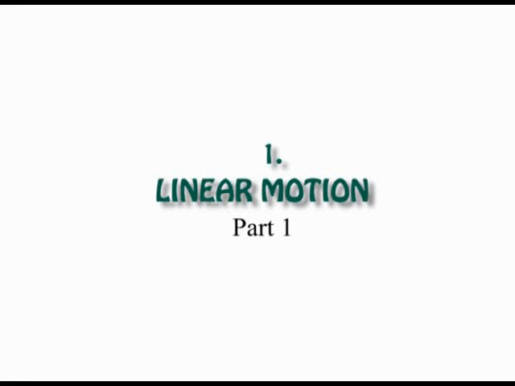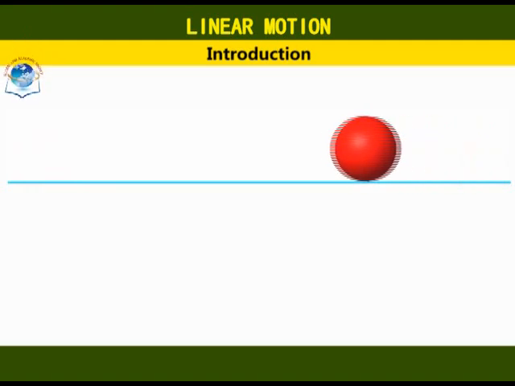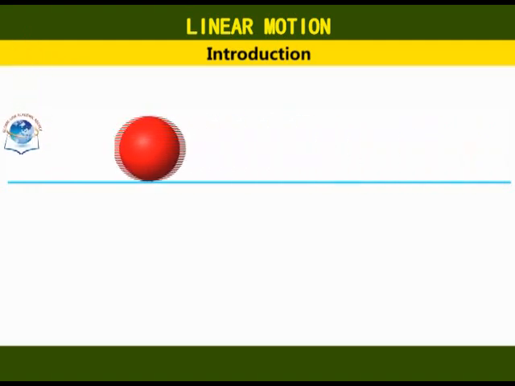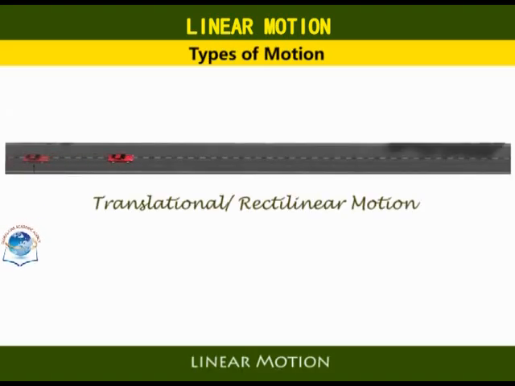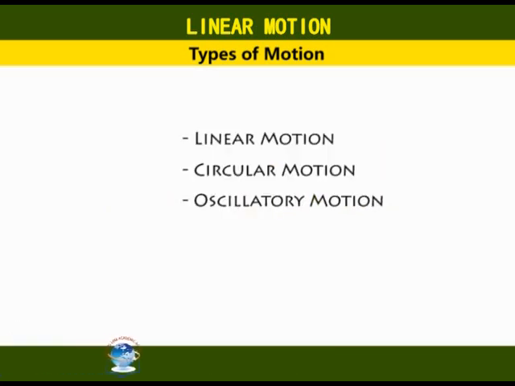Right, let's begin with linear motion. Now, motion is the progressive or continuous change of position by a body. Linear motion is the motion of a body in a straight line. It is also called translational or rectilinear motion.